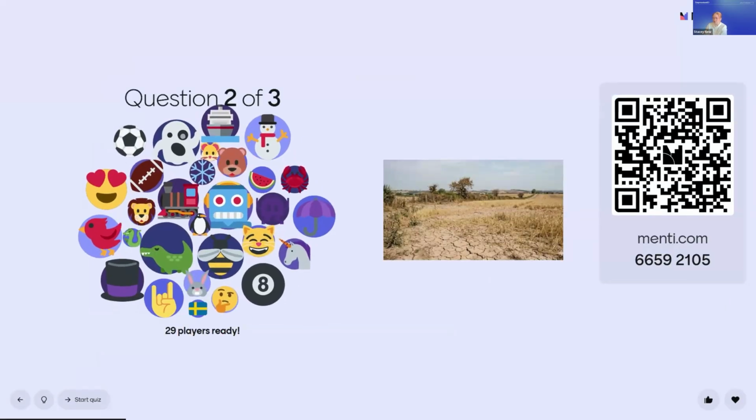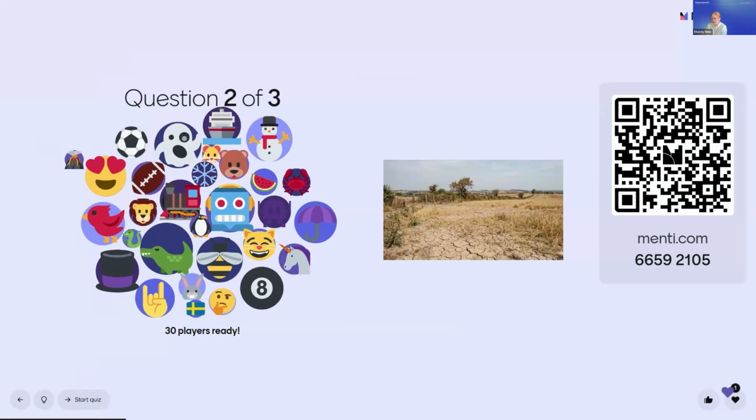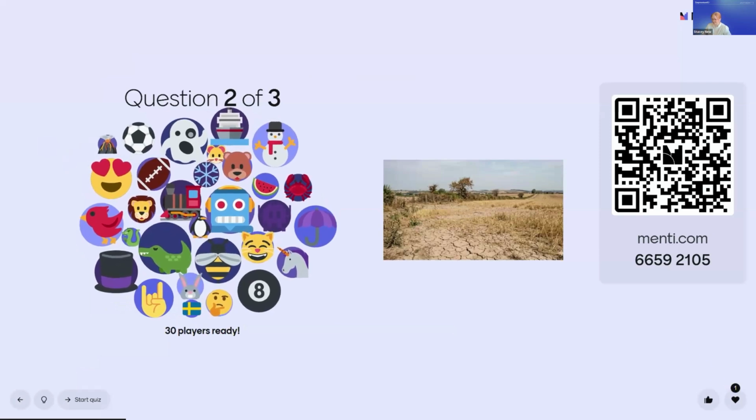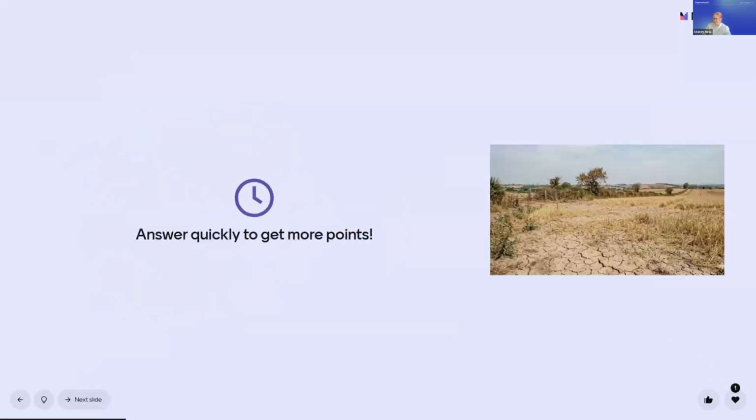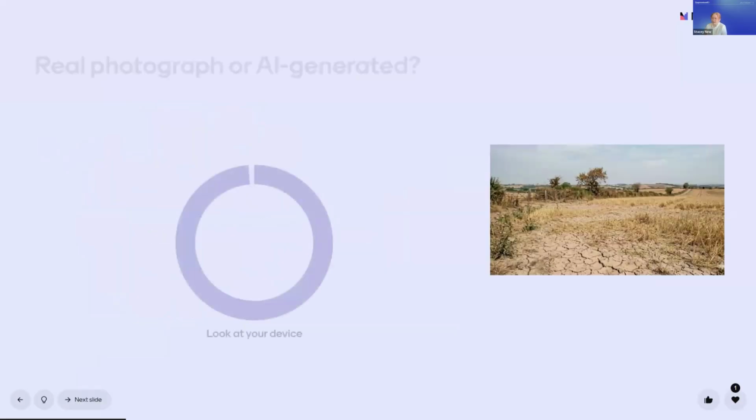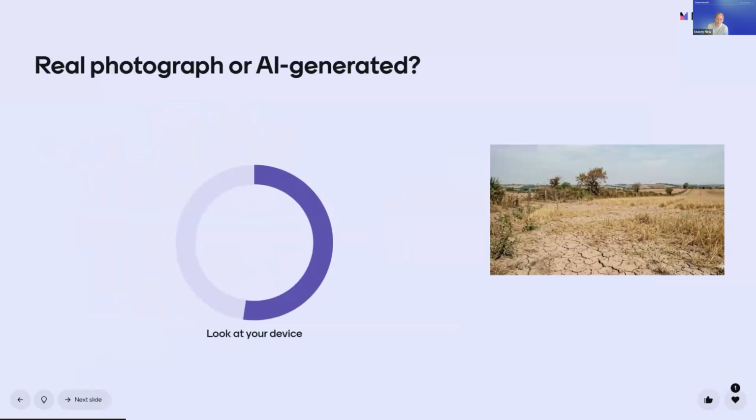This is an image of a drought landscape, a field that's undergoing drought. Again, if you could answer whether you think that's AI or human generated.